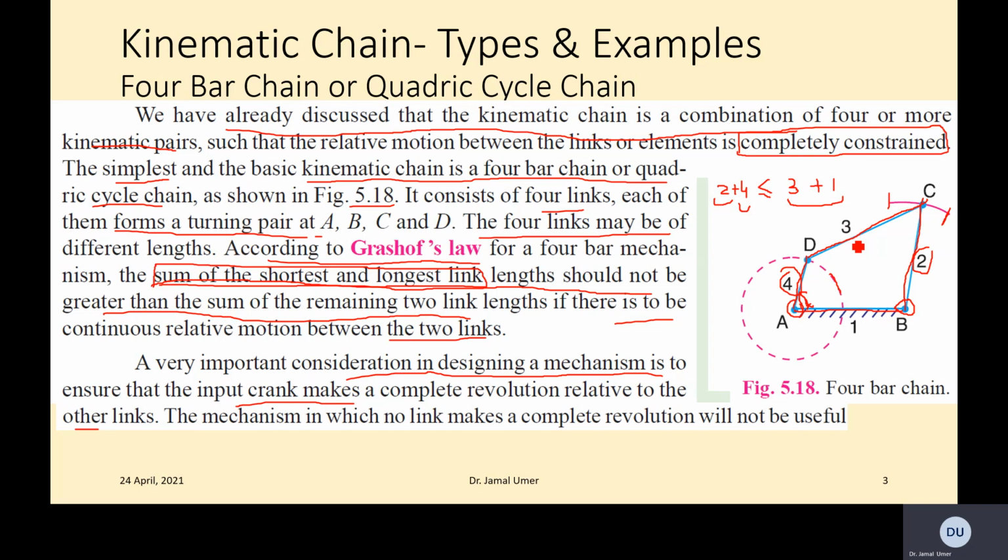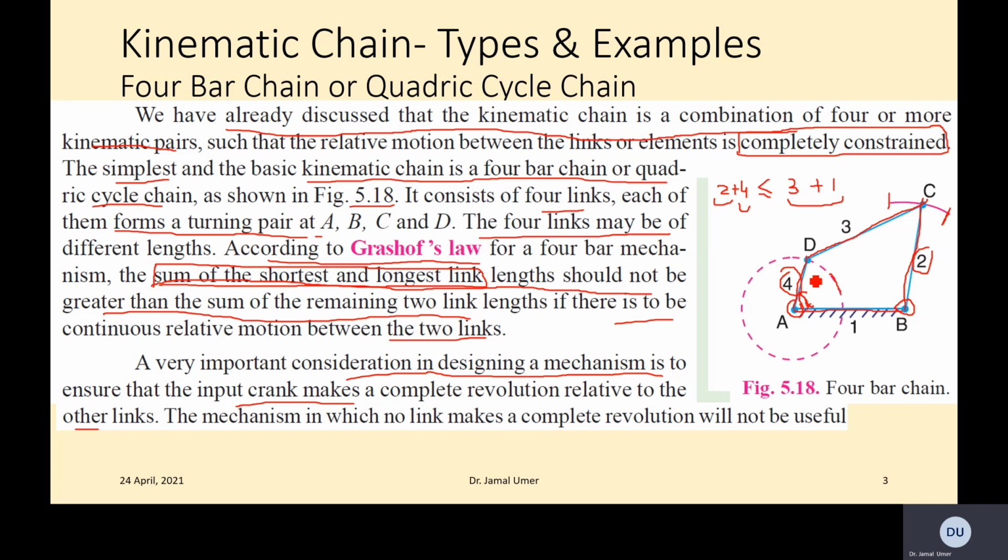A mechanism in which no link makes a complete revolution will not be very useful. So this is one of the important things here: finding the usability of the mechanism, which is done by using Grashof's law. Grashof's law will tell you if the crank is going to do a complete revolution and whether we are getting any useful work.